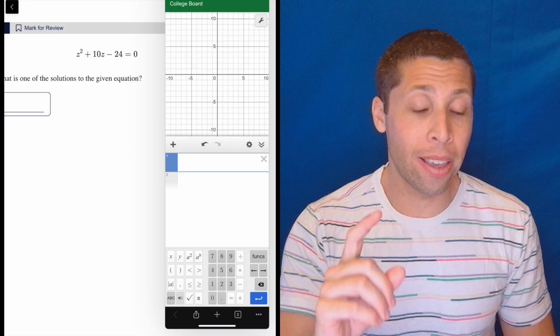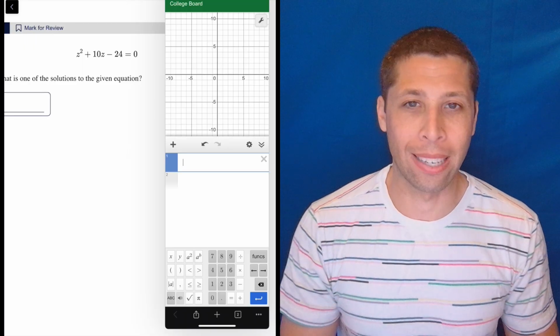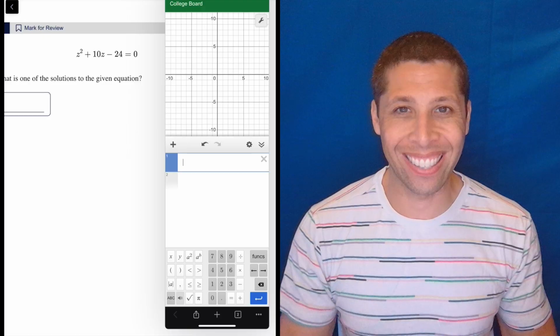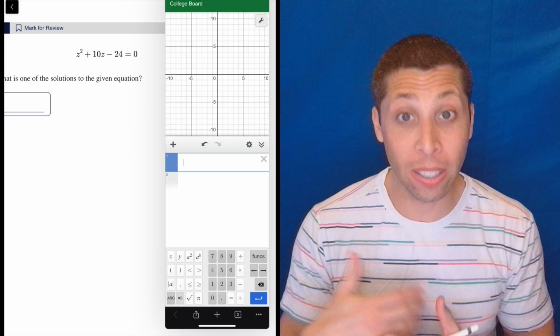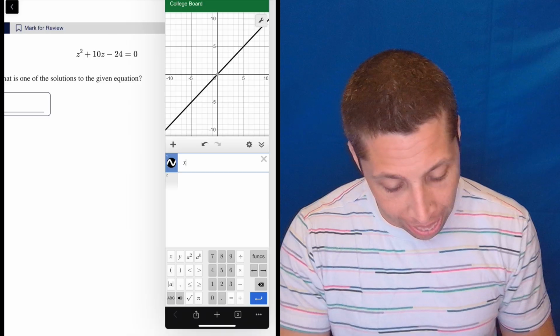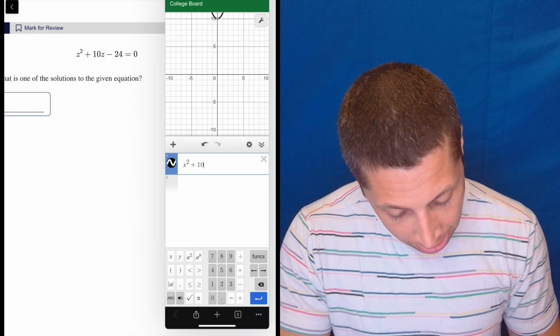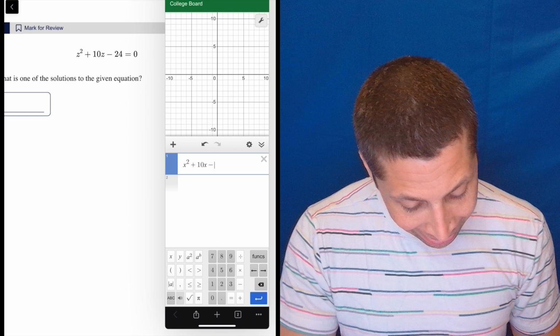The only thing is, if we type it in with Z's, the Desmos calculator doesn't really know what to do with that because it's a graphing calculator, right? It's the XY plane. So we need to get things in terms of X's and Y's. So I would just do that. Let's turn it into X's. So X squared plus 10X minus 24.